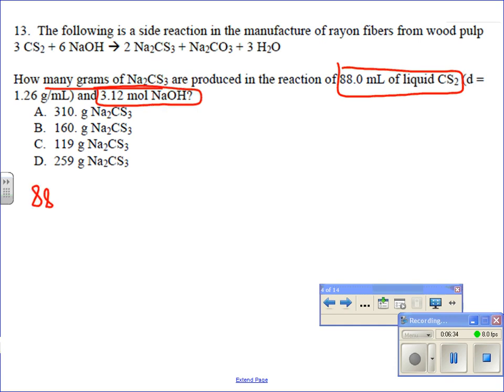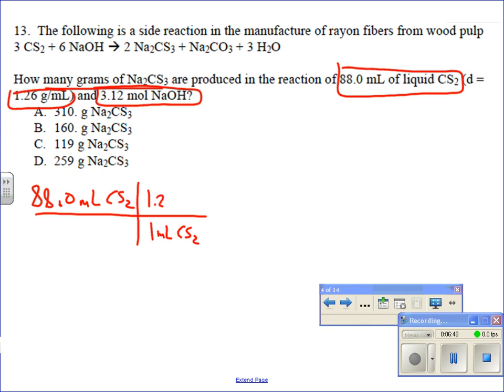So I start out with 88.0 milliliters of CS2. First thing I need is milliliters of CS2 down here. They gave me the density. 1 milliliter of CS2 is equal to 1.26 grams of CS2. As soon as I have grams, that means I go to molar mass. 76.12 grams of CS2 is equal to 1 mole of CS2.